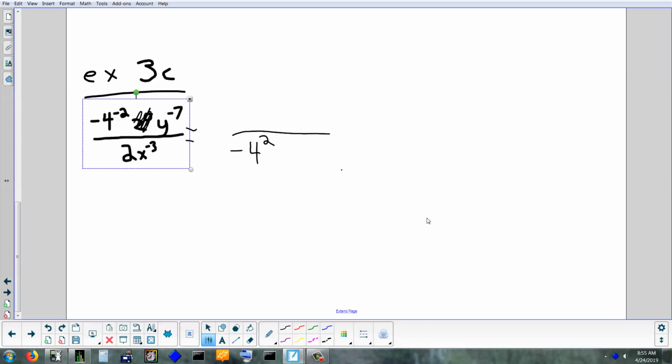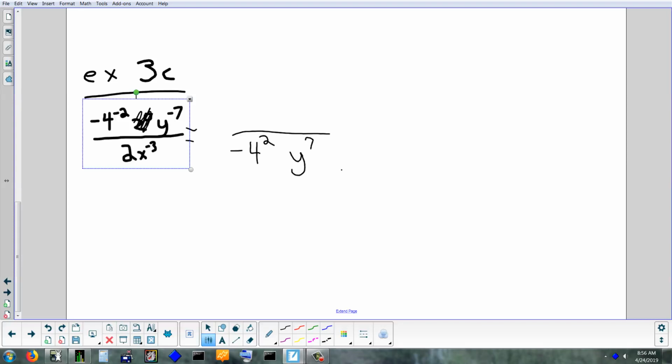What's something, Nathan, what's something else we need to move? So tell me where it's going to go and tell me where to write it. Y to the -7. It's on the top. That should be on the bottom. What do I write? Y to the 7th, right? Because by moving it, that's what makes it positive. Alright?